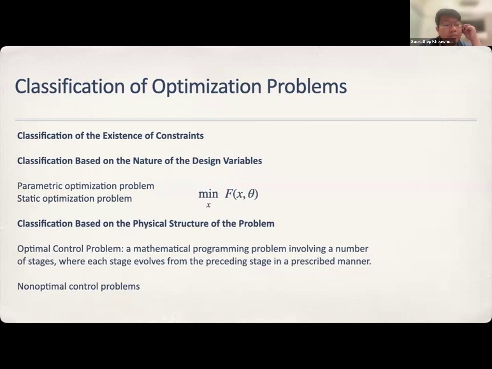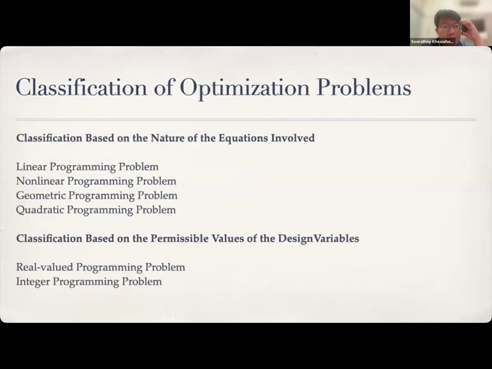We also have the non-optimal control problem, which is the opposite of the optimal control problem. And what else? We can classify the optimization problem based on the nature of the equations involved. We look at the constraints and also the objective function. If all constraints and objective functions are linear functions, we call it linear programming. This is the simplest one to solve.